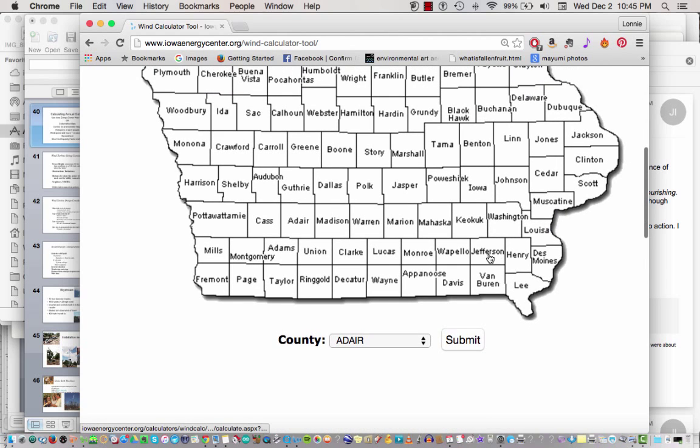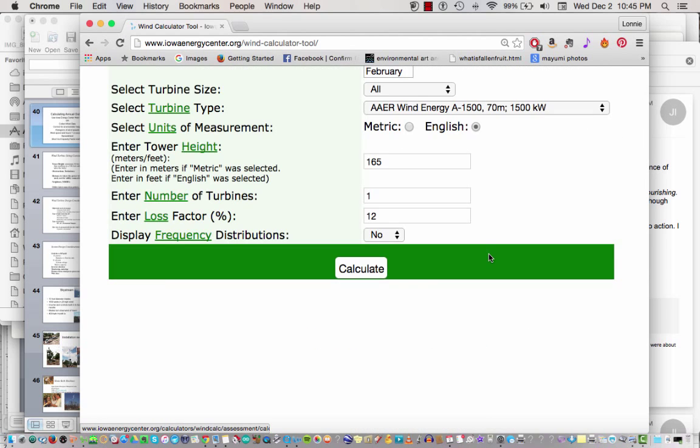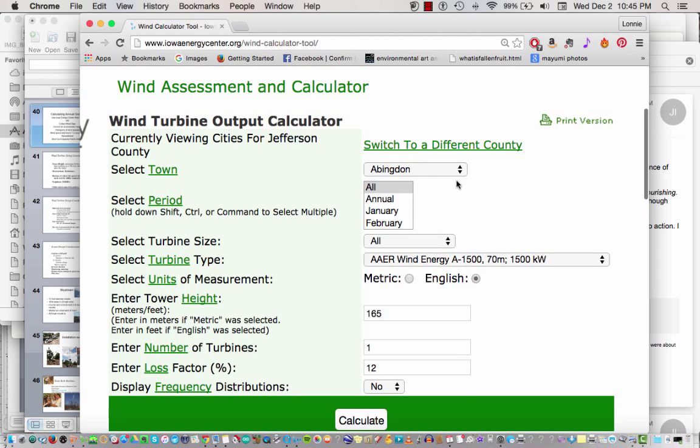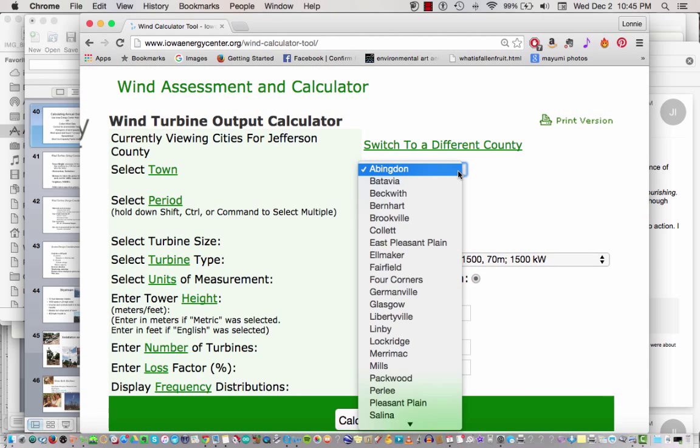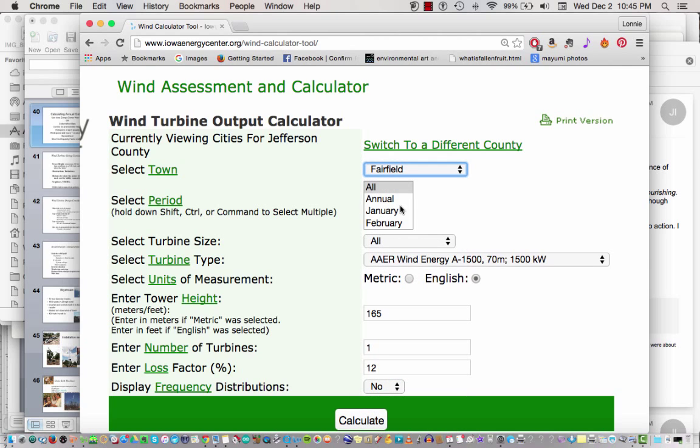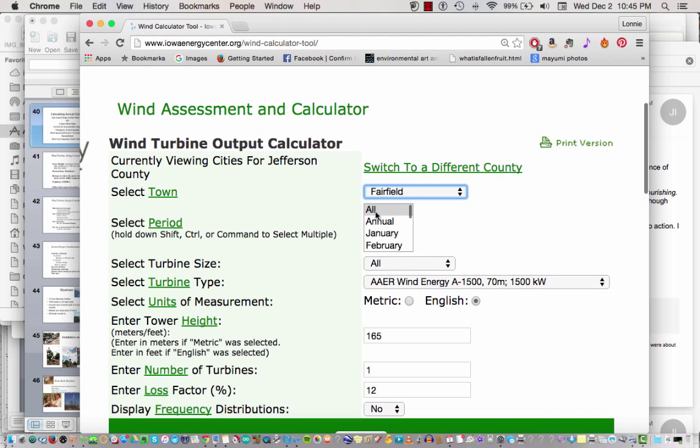It shows us all the counties in Iowa. Let's pick Jefferson, where we are, and then it shows all the cities in Jefferson County. So let's pick Fairfield, and we can look at the energy output for each month, an individual month, or we can look at the whole year, which will also give us the individual months, or we can just look at the total amount for the year. And there's two different size turbines to select from, the small or the large. But let's just look at all of them.